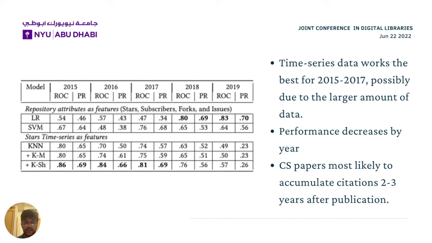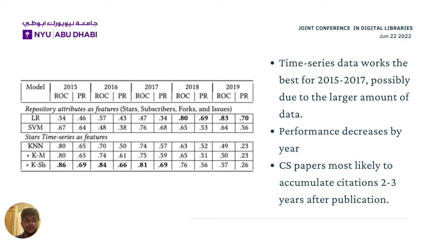Additionally, alongside just vanilla KNN, we also try a hybrid cluster-then-classify framework, where we first separate the time series into separate clusters, and then for each cluster we train a separate KNN model. We use 2 clustering methods, k-means and k-shape. Looking at the table, we can see that for 2015 to 2017, KNN plus k-shape seems to be giving the best performance, and the performance for these time series data seems to decrease as the years move on. It gets progressively worse from 2015 to 2019.